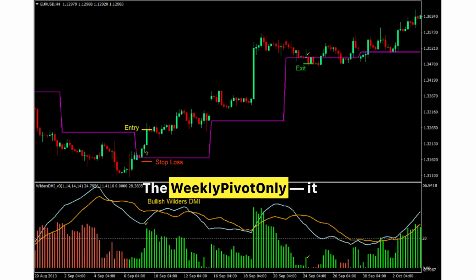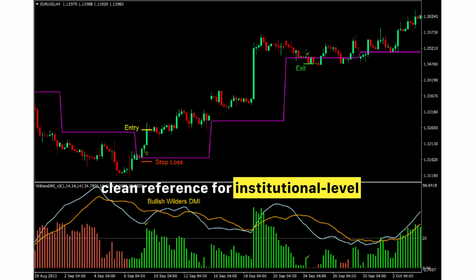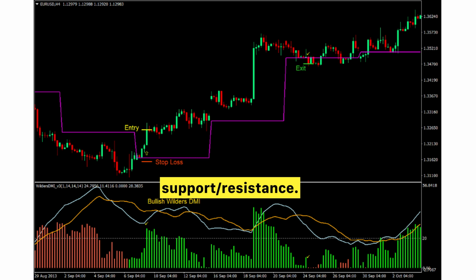1. The weekly pivot only. It plots only the main weekly pivot line. No S1, S2, R1, R2 clutter, giving you a clean reference for institutional level support, resistance.